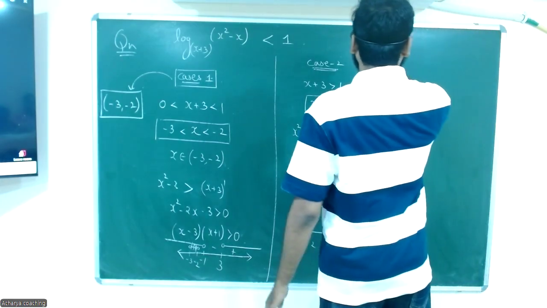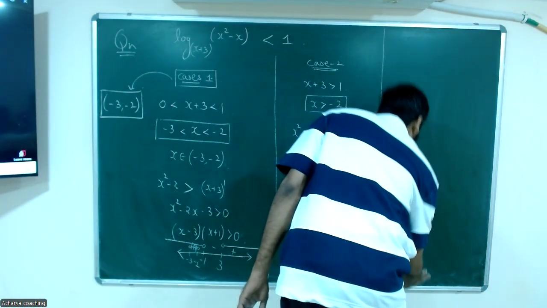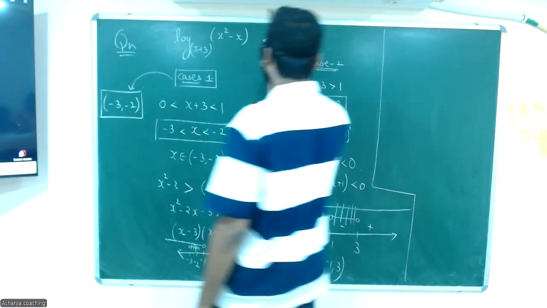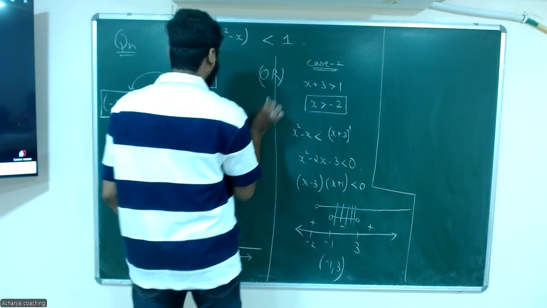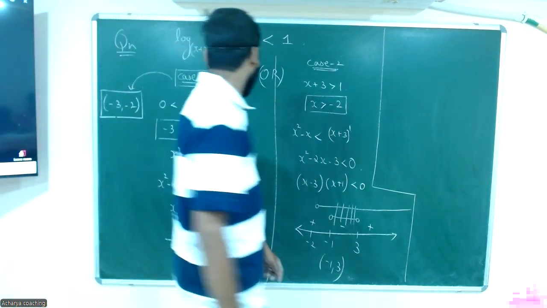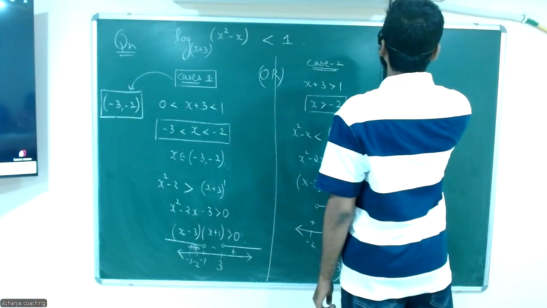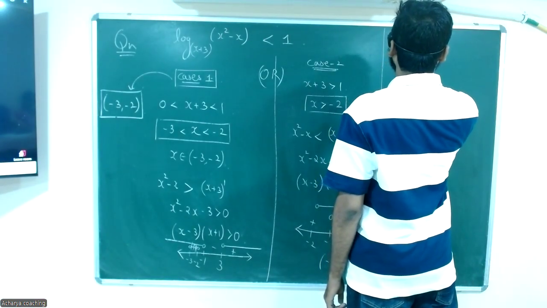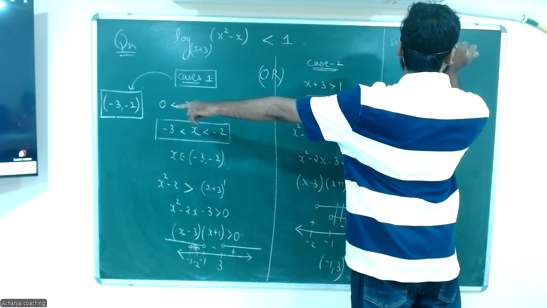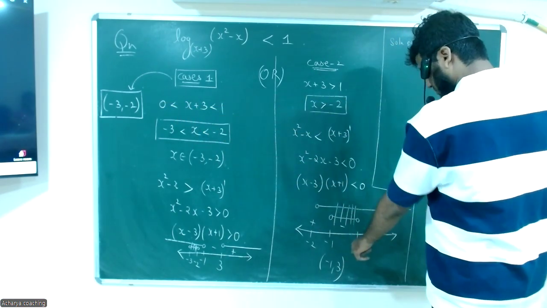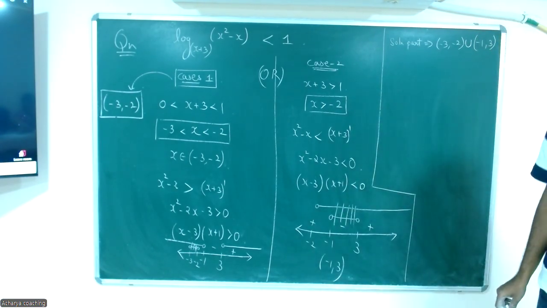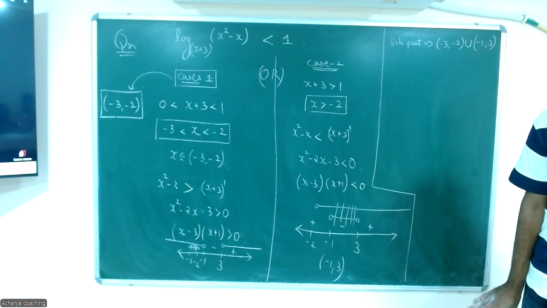Now we have to take union of case 1 and case 2. Here 'or' means union. This answer and this answer, what we have to do? We have to take union. So what is the union? This is the solution part, which we got as minus 3 to minus 2 union minus 1 to 3. Any doubt in this?